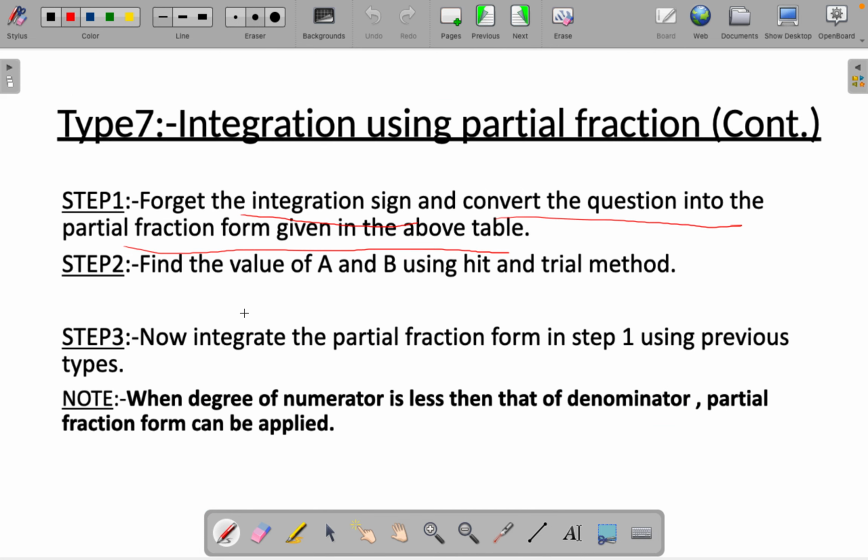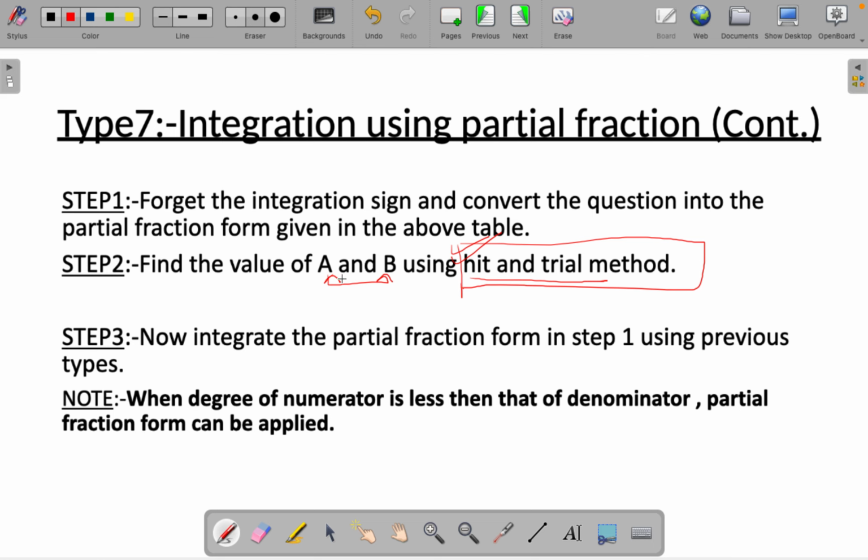After that, second, find the value of A and B using the hit and trial method. Now here also I want you to note that there are many ways to find A and B. I don't want you to find the value of A and B using the equating method. It is a very lengthy process. There will be a lot of time wastage. I will show you how to save time. But I want you to use the hit and trial method. I'll explain this hit and trial method while doing a question.